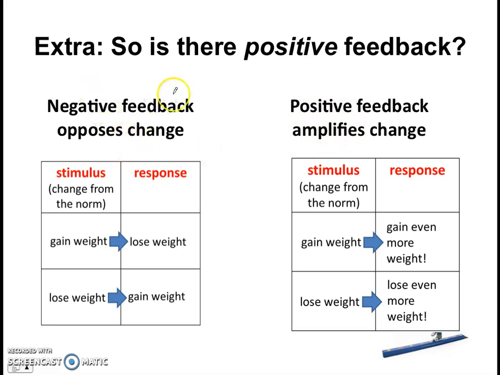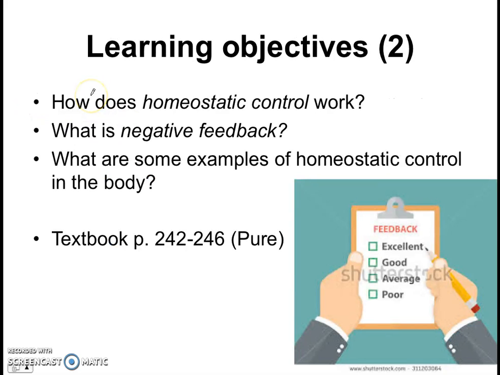But for homeostasis, the important one is negative feedback. Okay, so by now you should have some idea how homeostatic control works, that it involves negative feedback. What is negative feedback? You should know how to define that. And you should be able to state the main components of a negative feedback process, right? The set point, the stimulus, the receptor, control center, corrective mechanism, and the response.